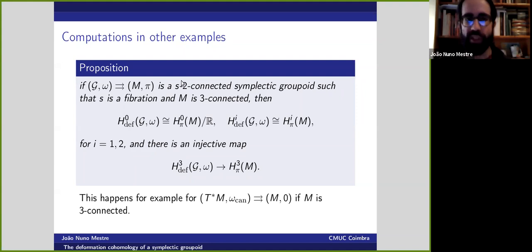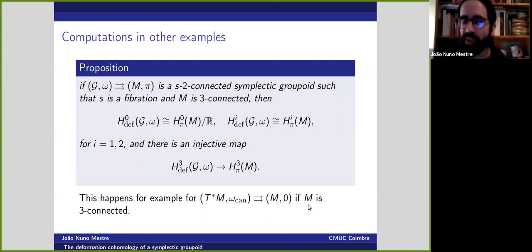The conditions are just to guarantee that the nerve of G has vanishing first and second de Rham cohomology. So that would be really the condition. These are just technical conditions that ensure that that always happens, using some long exact sequences in homotopy. So this will happen, for example, if you just take the symplectic groupoid integrating the 0 Poisson manifold for a 3 connected Poisson manifold N.